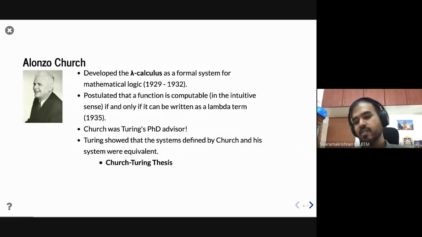While Turing was making revolutionary progress, Alonzo Church was also working on a similar question. So Church developed this idea of Lambda Calculus, a formal system for mathematical logic. And he postulated that a function is computable if and only if it can be written as a lambda term. And Church was Turing's PhD advisor. And Turing later showed that Church's definition of lambda calculus and his Turing machines were in fact equivalent. So this came to be known as the Church-Turing Thesis.